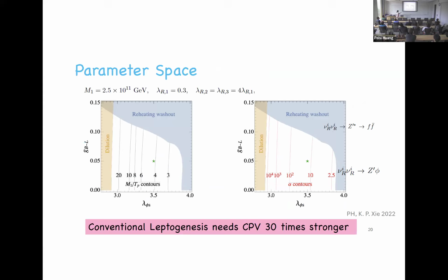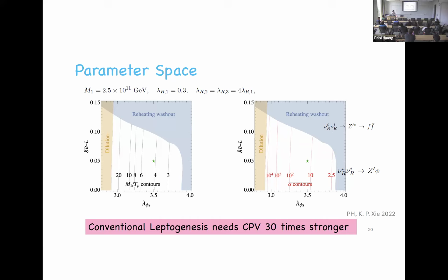Here the blue region is excluded because the reheating temperature is too high, so the washout processes are reactivated. In the yellow region, the generated asymmetry is diluted too much. And in the white region, we can have successful leptogenesis. And also we can lower the required CP violation by about a factor of 30.